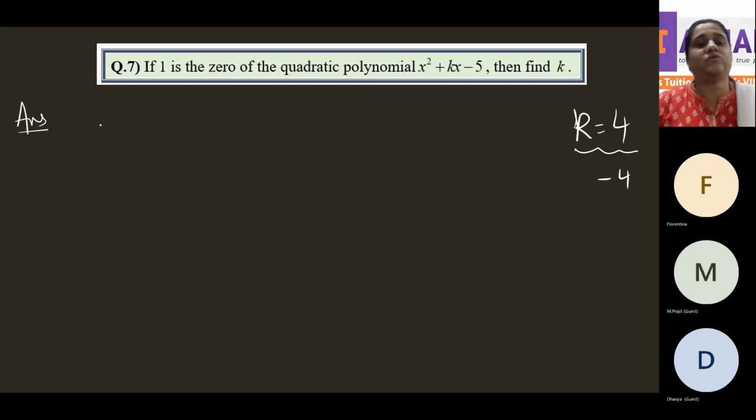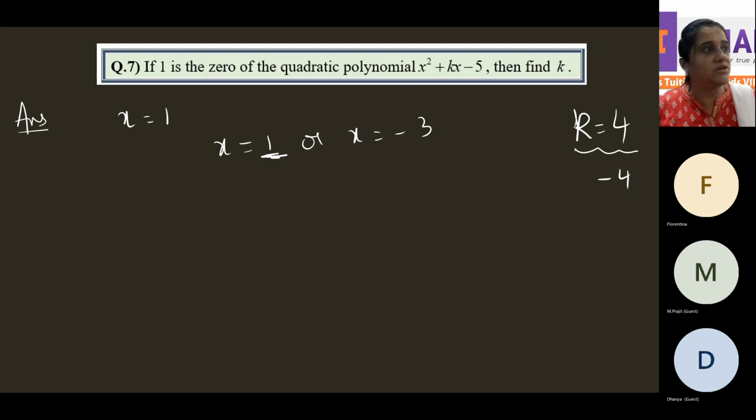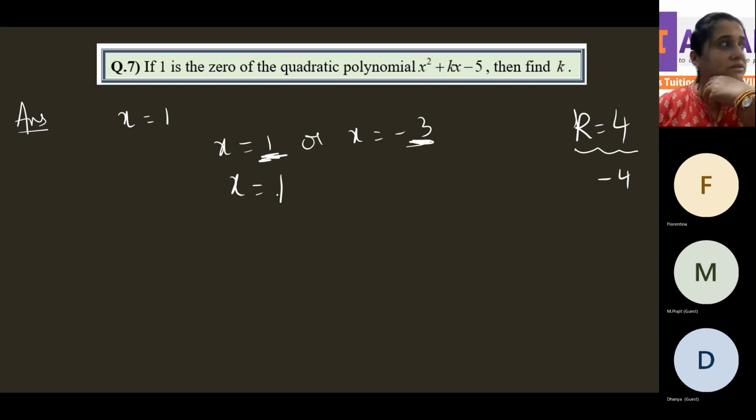All right. So if 1 is a 0, it means x is equal to 1. When you split the middle term and factorize it, you will get 2 values for x. So you'll get x is equal to 1 or x is equal to, suppose, -3. 1 is a 0, -3 is a 0. So 1 is a 0 means x is equal to 1. The value of x is 1.